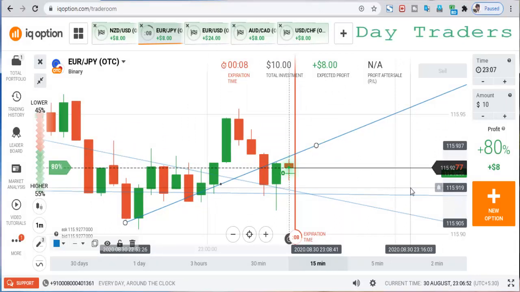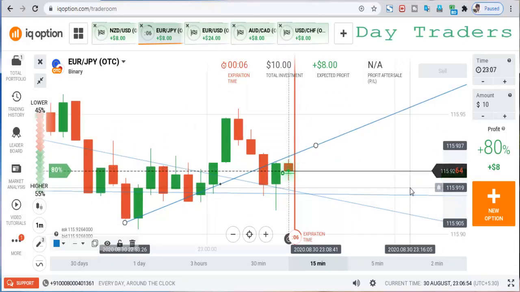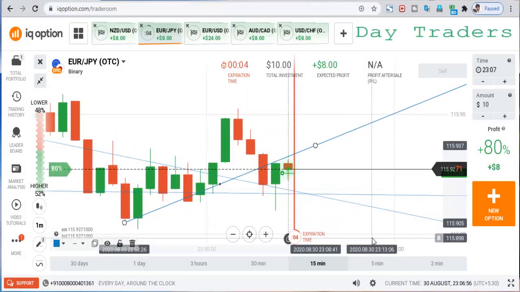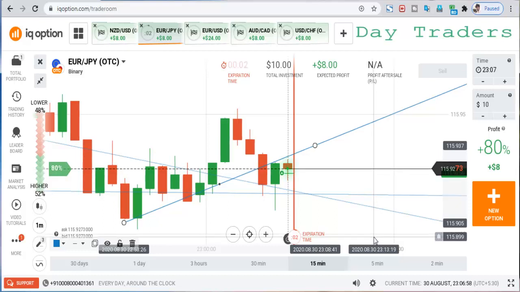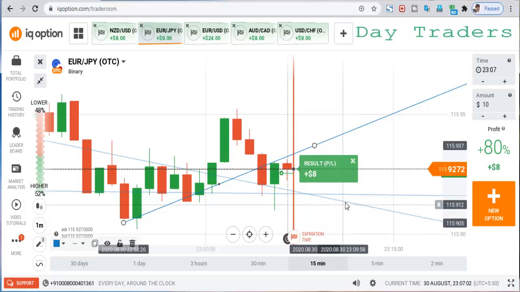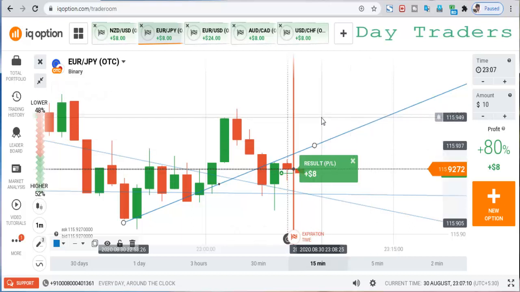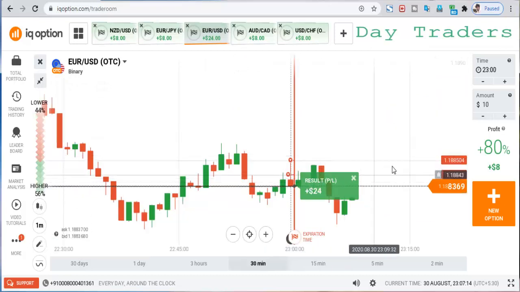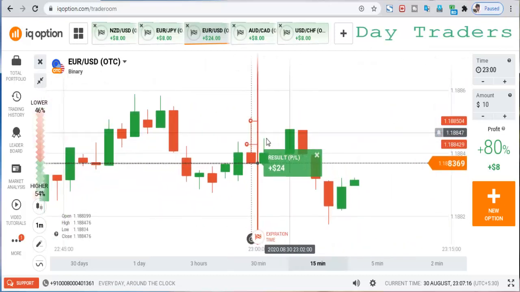Okay, let's see. 5 seconds more. Okay, this is also a winning trade. Okay, I placed 5 trades, all are winning trades, and this one pair had 3 trades placed.